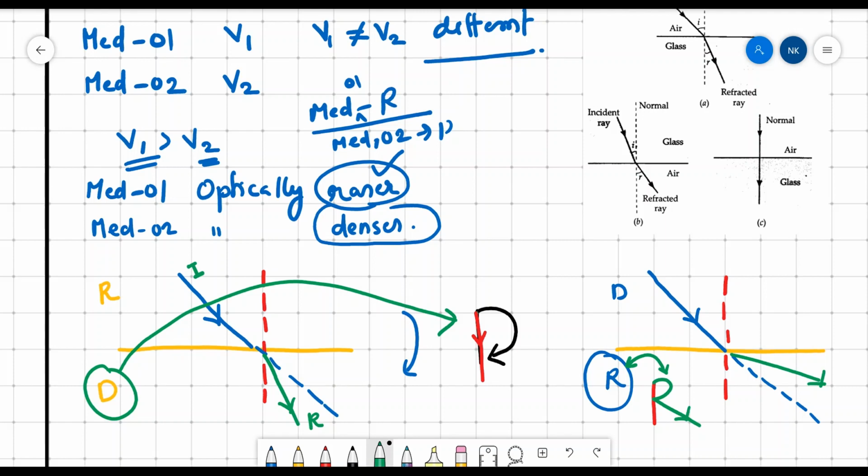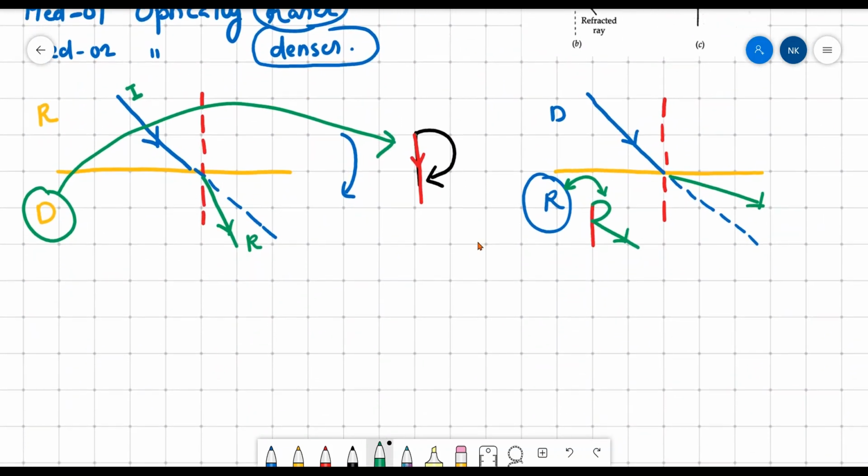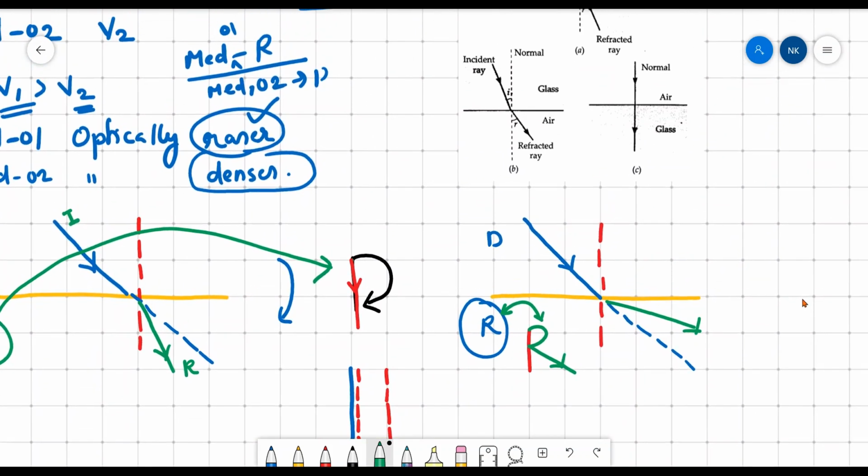Okay, and finally, if it is traveling normal or along the normal, you can say like this is the interface. And here this is the incident ray, and normal, of course, should be the direction of normal as well. That means it's going to make an angle theta equal to 0. Okay, so the refracted ray will be moving in the same direction. So you can see that ये 3 diagrams जो है वो वही दिखा रहा है.